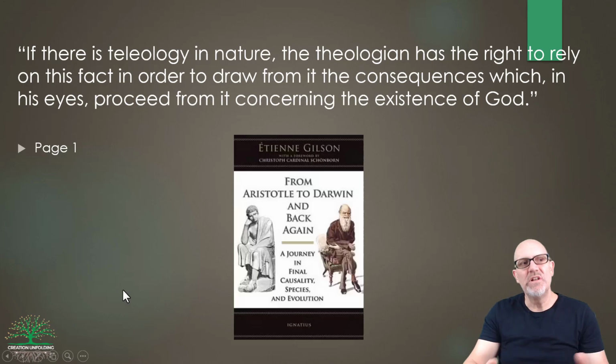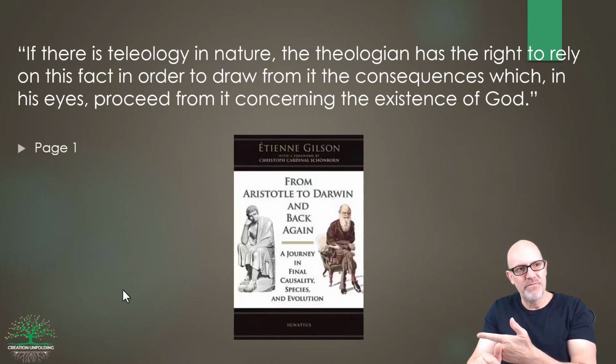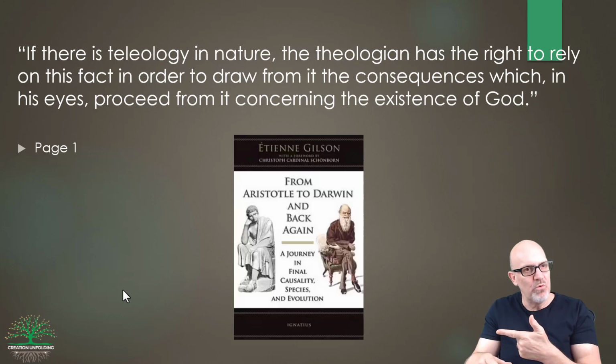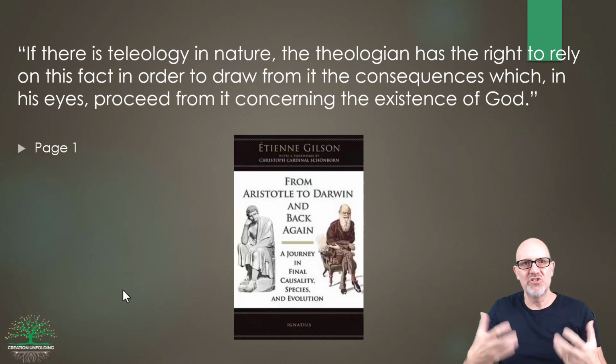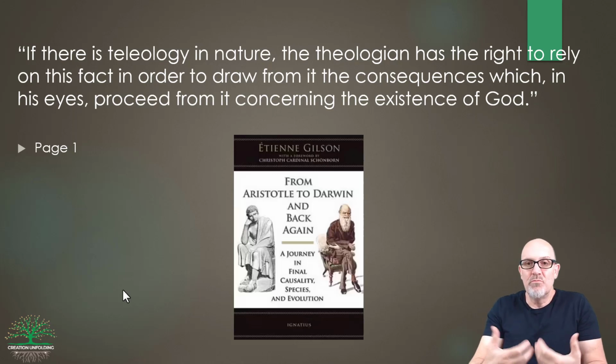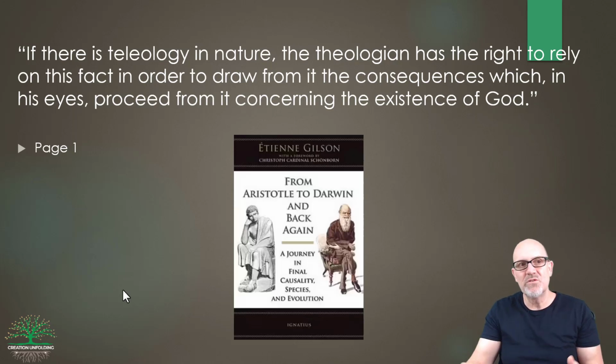And this one as well. This is really important because if there is teleology in nature, this is what Coulson says, the theologian has the right to rely on this fact in order to draw from it the consequences which, in his eyes, proceed from it concerning the existence of God. And ultimately, this is what it all boils down to. If there is teleology, if you can show directions in things, and you can show that those directions only work in some kind of intelligent design worldview, then you can bring up the existence of God. And of course, I think this is the reason why Darwinists hate teleology. They don't want to see direction in things, because if you see direction in designed things, that obviously smacks of God, something that is, of course, to be avoided in a materialistic worldview.